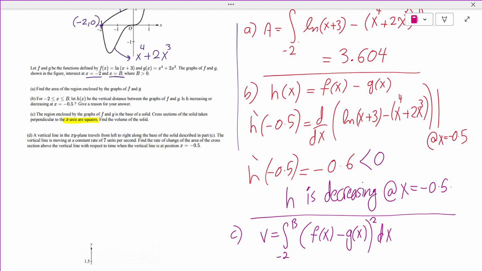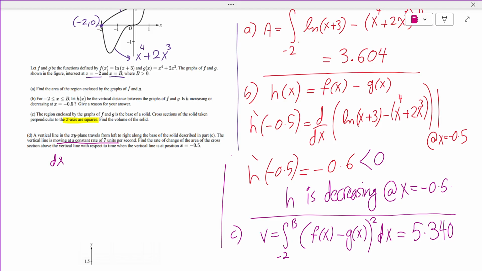For the sake of time, I'm just going to skip this part. It's equal to 5.340. The last part of this question says a vertical line in the xy plane travels from left to right along the base of the solid described in part C. Now the vertical line is moving at a constant rate, right, of 7 units per second.